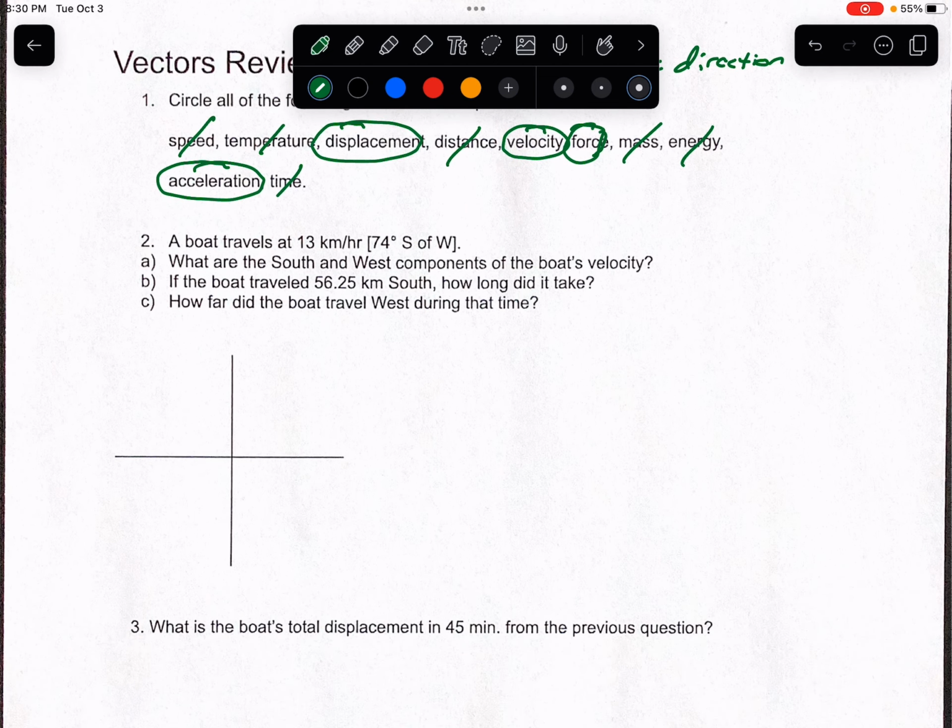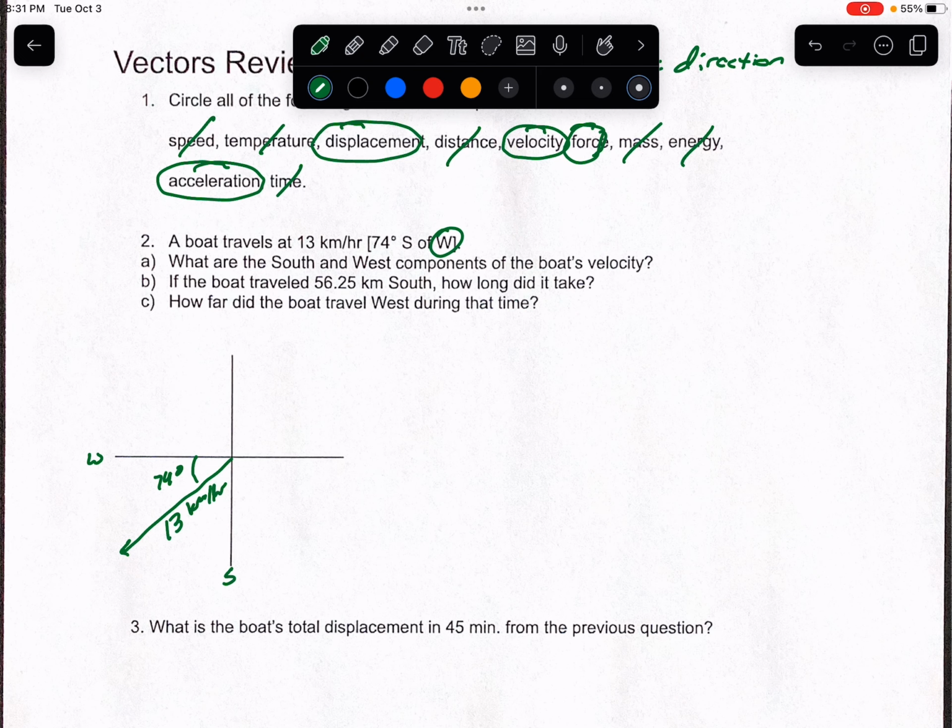Number 2, a boat travels at 13 kilometers per hour at 74 degrees south of west. We're going to draw this out before we answer anything. We know we're going to be in our southwest quadrant, so I'm going to draw an arrow going down here. South of west, since that last letter is W, means it's got to be touching west. Our angle is 74 degrees, and our hypotenuse is that 13 kilometers per hour. Anytime I give you a value and the angle, that value is the hypotenuse.